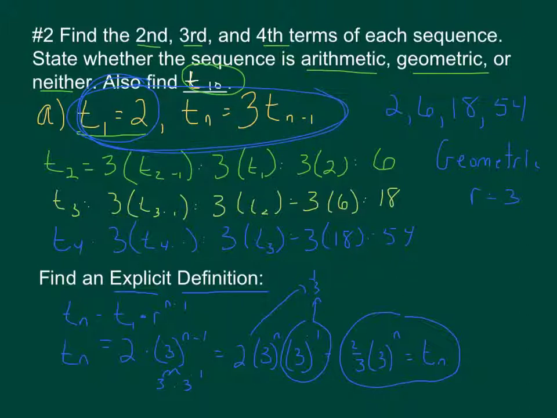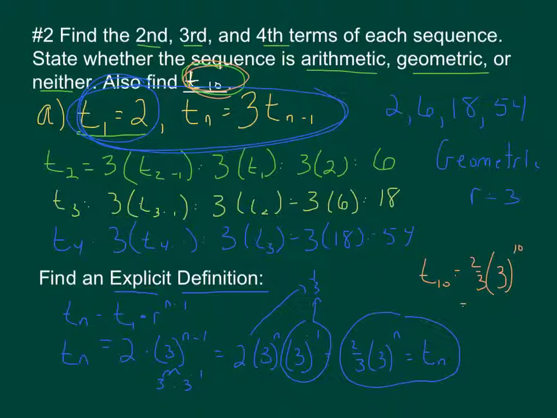Then the last part of the directions was to find T10, I think, right? Yeah, up here. So T10 would be 2/3 times 3 to the 10th power.